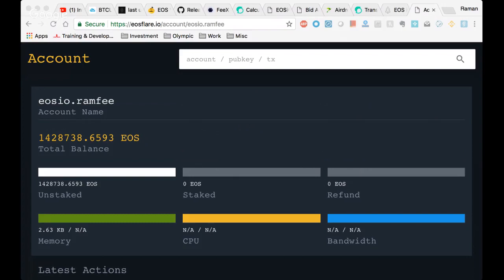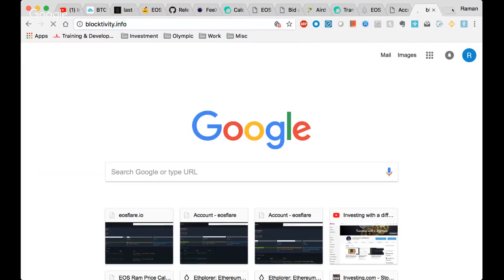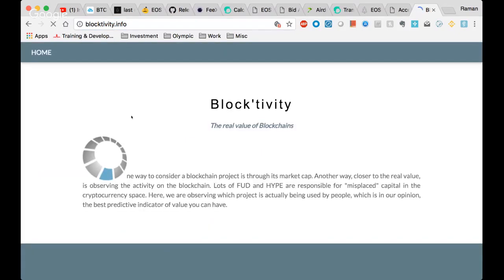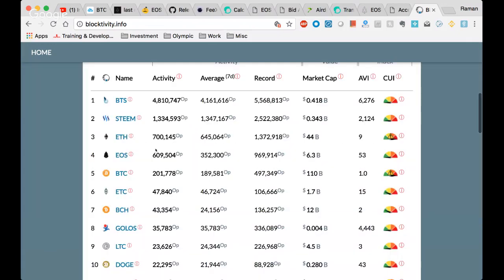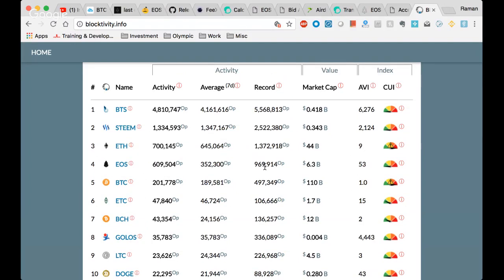I think I showed you in one of the videos yesterday the blocktivity, that is the blockchain activity information. And EOS has made pretty significant gains in the number of transactions. If you see, EOS is very close to Ethereum. At one point, EOS was higher than Ethereum. The record was 969,000 transactions in a 24-hour period, which is huge for a very early blockchain where not many dApps are running right now. And so this is huge, I think.